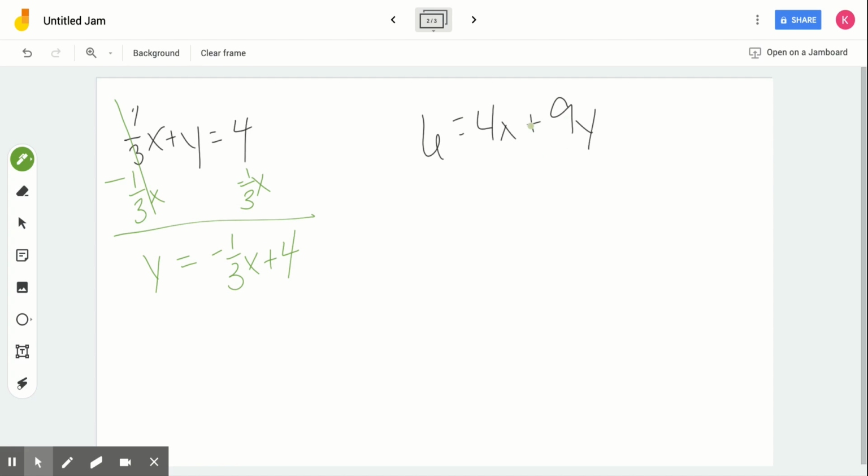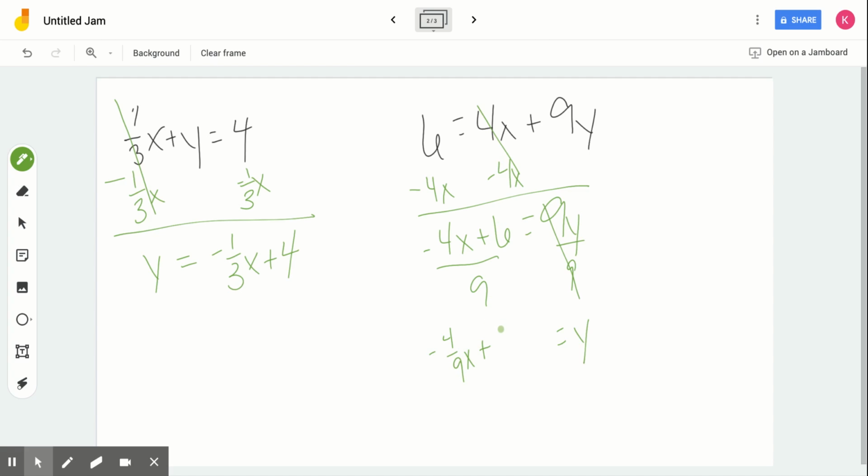Now if we look at this next one, again, we're going to start on the same side of the equal sign as the y, but furthest away. So we're starting with 4x. The opposite of 4x is negative 4x, so again, we're going to subtract. Negative 4x plus 6 equals 9y. And we're going to divide both sides by 9 because 9 and y are being multiplied. The opposite is to divide. So here we have y equals this. Each term on the top is divided by the 9. So negative 4/9 x plus 6/9.